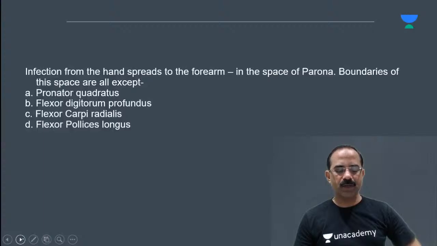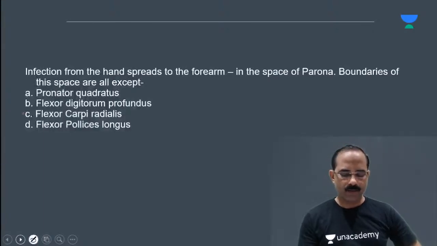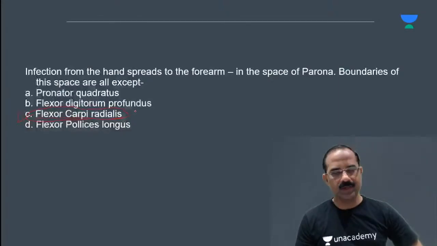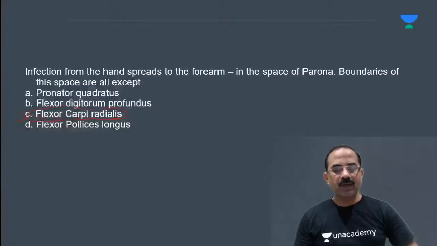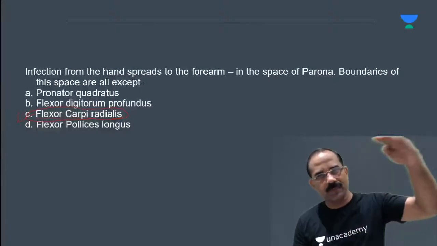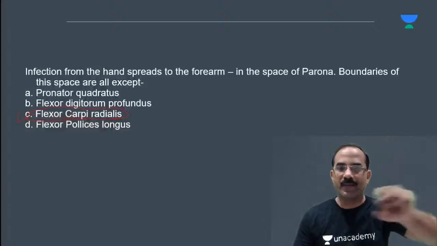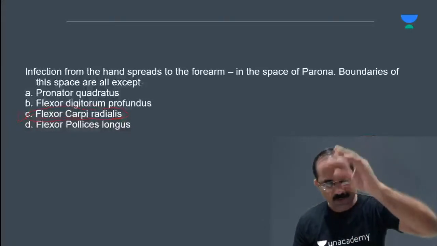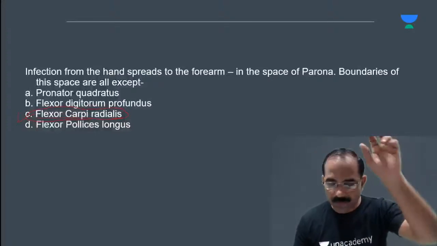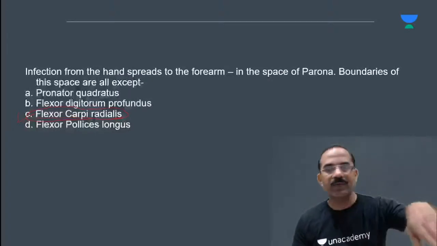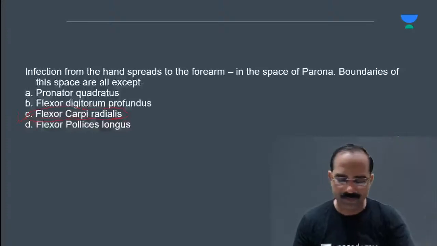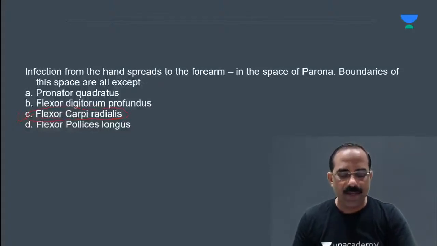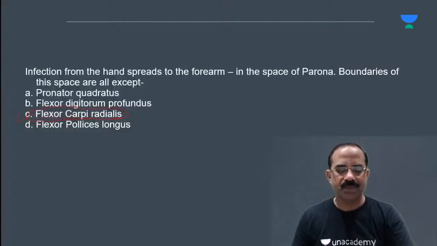Boundaries of the forearm space of Parona. Except flexor carpi radialis. Very good. So what are the superficial boundaries of the forearm space of Parona? The flexor pollicis longus and the flexor digitorum profundus. Sorry. And what is the deep boundary? The pronator quadratus. Right? I hope this is clear to all of you. Any doubts, students?